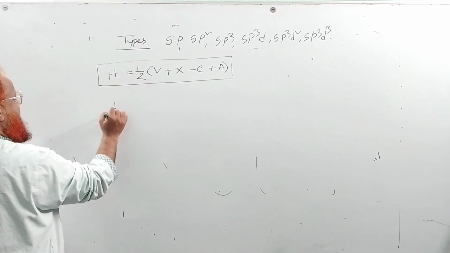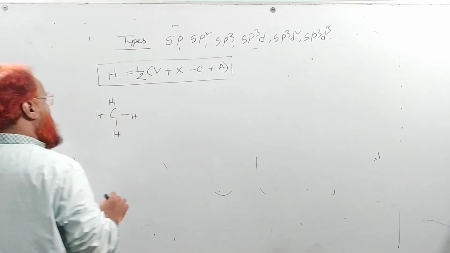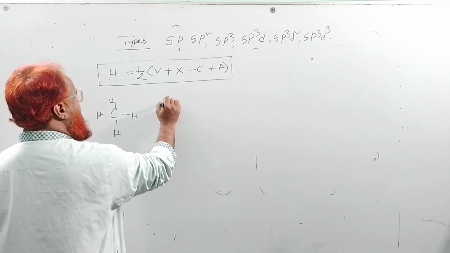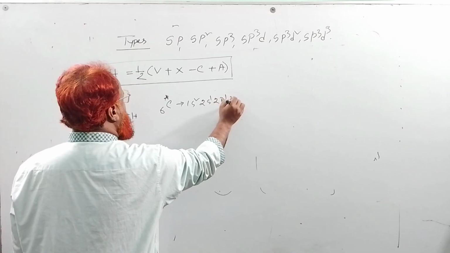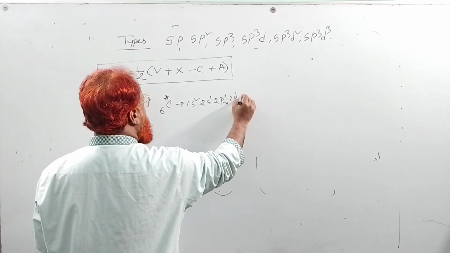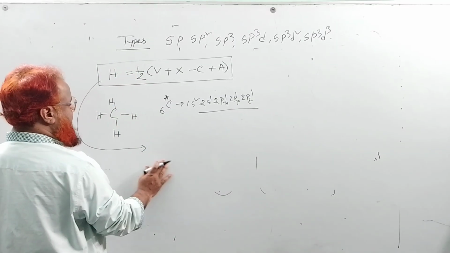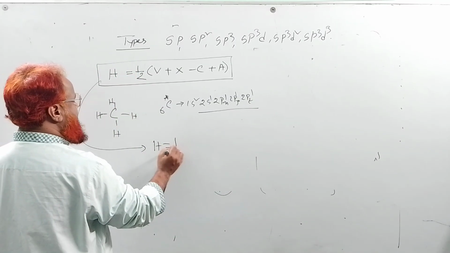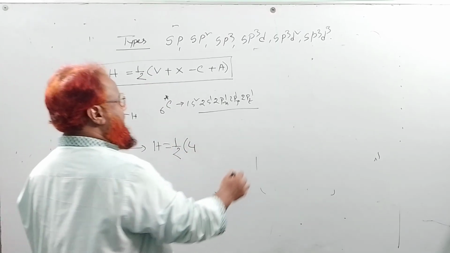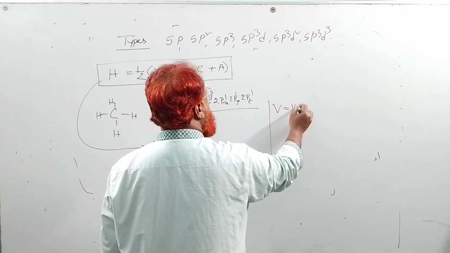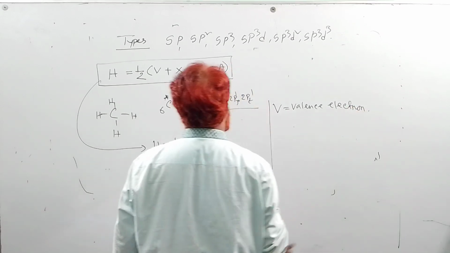For example, again CH4. You know, carbon atom has 4 unpaired electrons, or its valence electron is 4. So, we can write here H equal to, here V value is 4. What is V? Come to the point. V is valency electron.